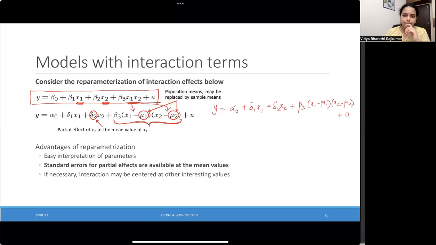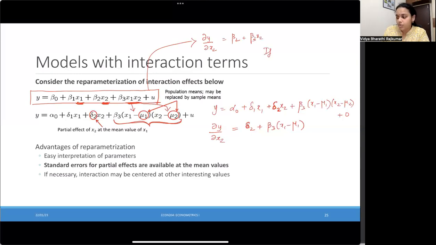Now, how is this useful? Let's go ahead and figure out dou y by dou x2, and you'll see how it makes sense. If I take the partial derivative of y with respect to x2, I'm going to get a delta 2, and that just comes from here. And I'm going to get plus a beta 3 times x1 minus mu1. So earlier, before we did this redefining, if I did dou y by dou x2, I'd get beta 2 plus beta 3 times x1.